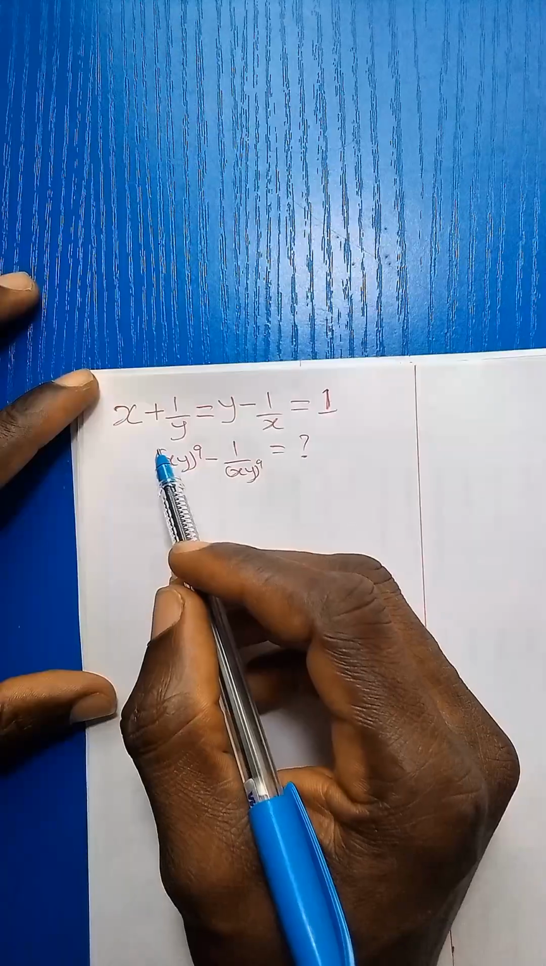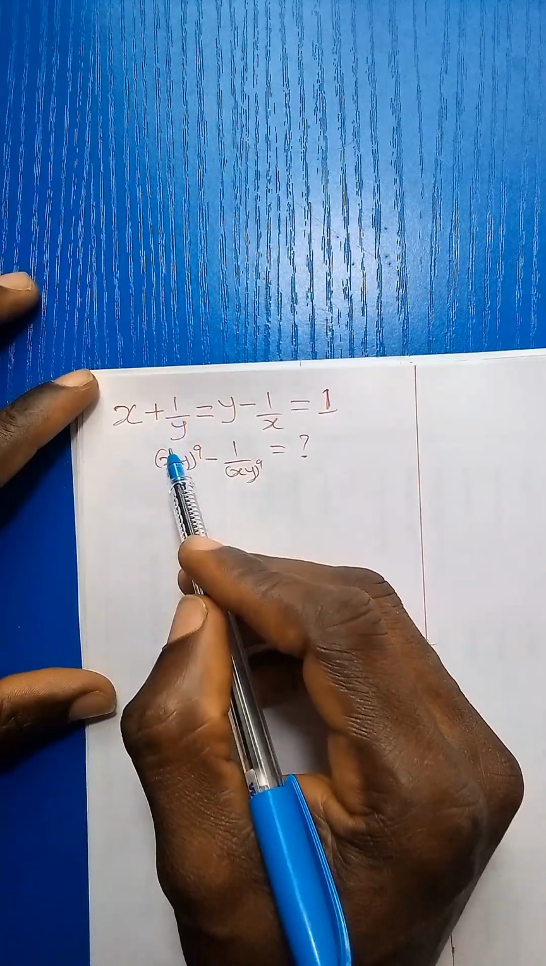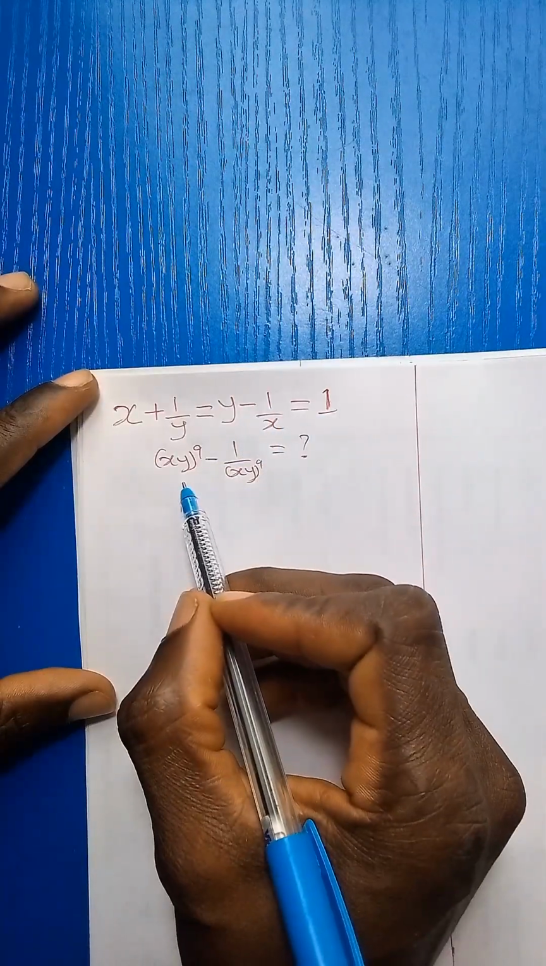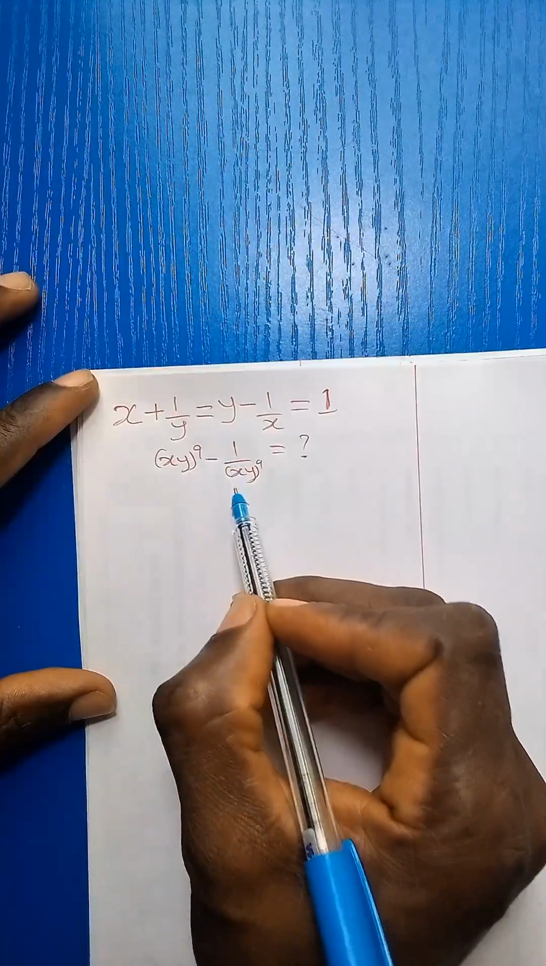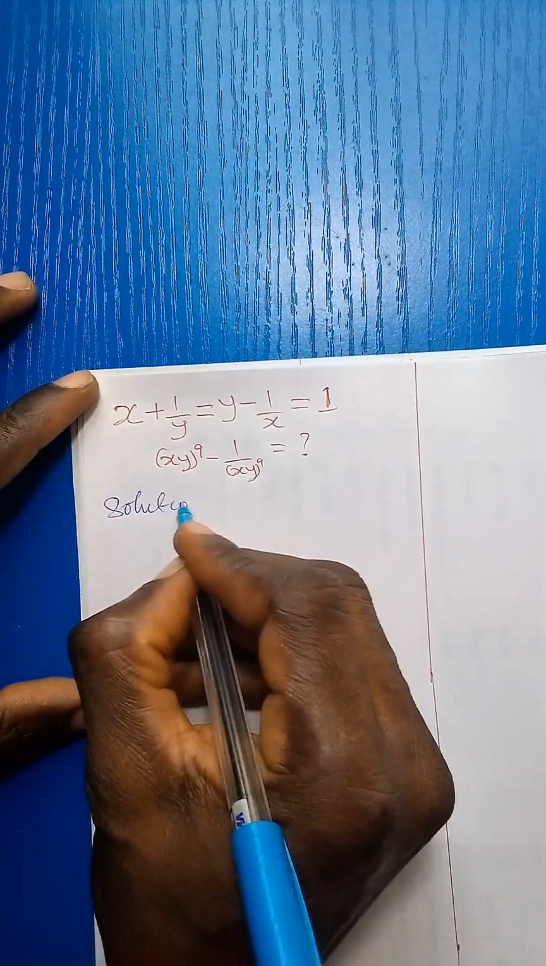In this video, I have a very interesting system of equations to solve. I have x plus 1 over y is equal to y minus 1 over x is equal to 1. I'm required to find the value of (xy) to the power 9 minus 1 over (xy) to the power 9. What am I going to do to solve this problem?